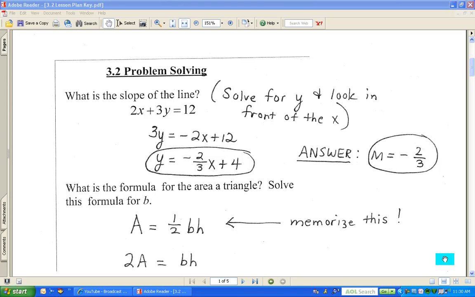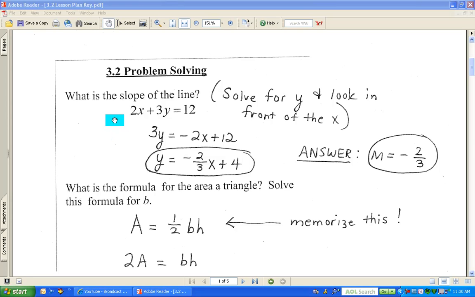Okay, ladies and gentlemen, we're looking at section 3.2 in Math 1033. And this section has a different collection. We're solving for certain variables in an equation that has more than one. We're going to do some application problems. So I'm going to do this in several videos. But let's start with the first question.